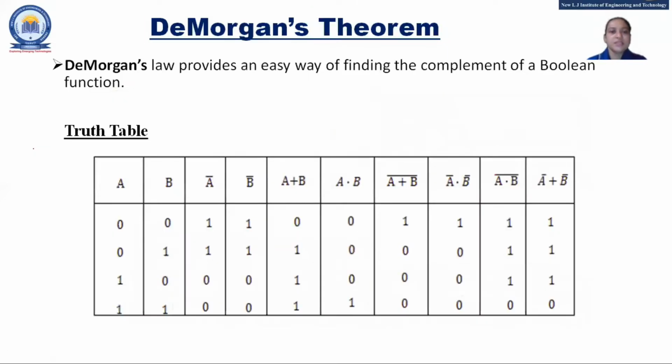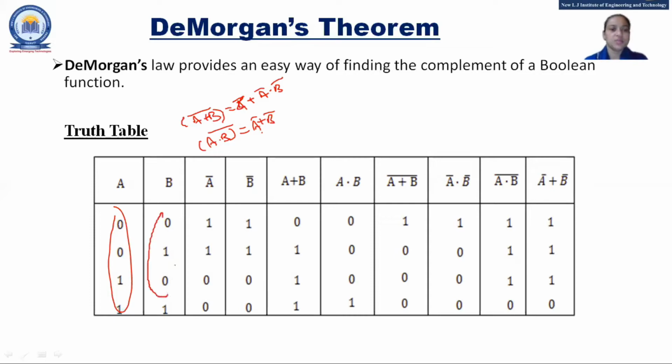Next, we will see how De Morgan's theorem is proved using the truth table. We have two equations for De Morgan's: one is A plus B whole bar equals A bar dot B bar, and another one is A dot B whole bar is equal to A bar plus B bar. Again with two variables, we have this many combinations. Here B is 0 1 0 1. Now what we have to find is A bar and B bar. So A bar is 1 1 0 0. Similarly B bar is 1 0 1 0.